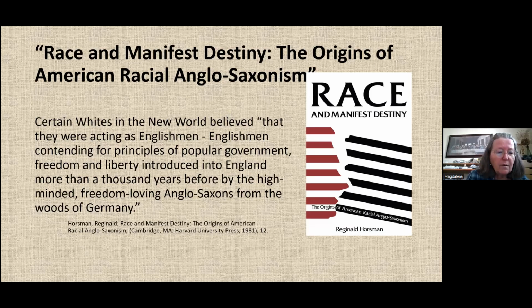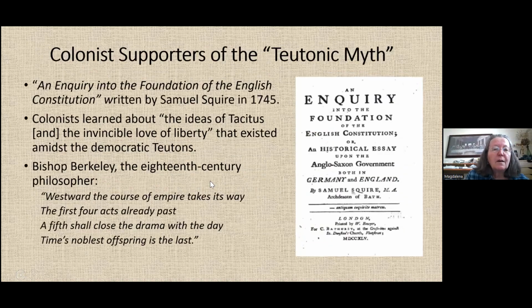Now we're moving ahead to the colonial times. In 1745, Samuel Squire wrote an inquiry into the foundation of the English Constitution. And in this tract, he wrote, the colonists learned about the ideas of Tacitus and the invincible love of liberty that existed amidst the democratic Teutons.